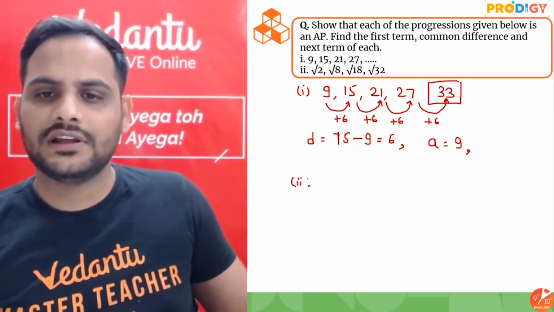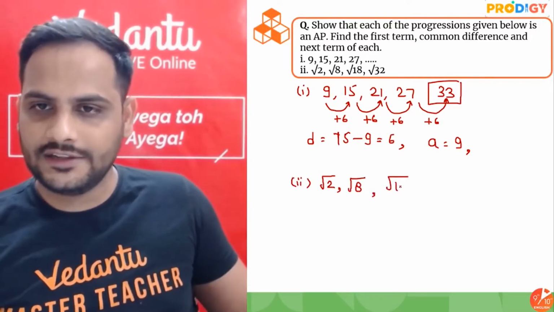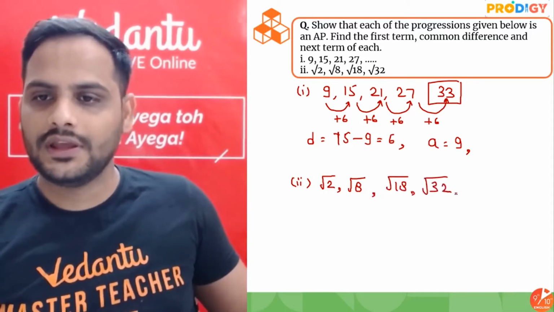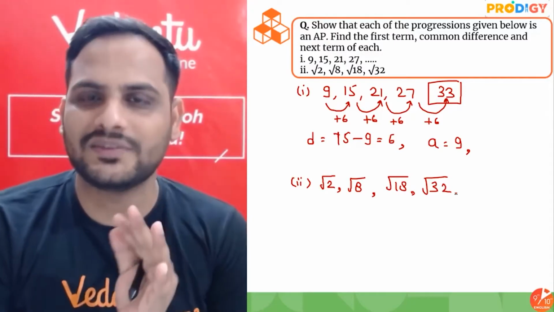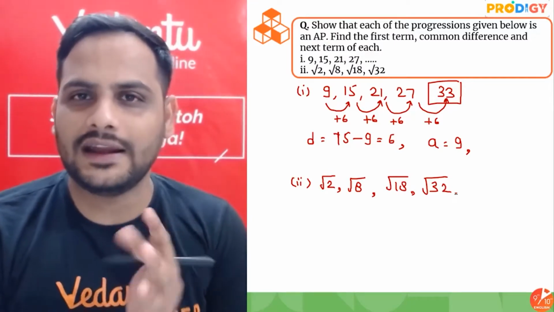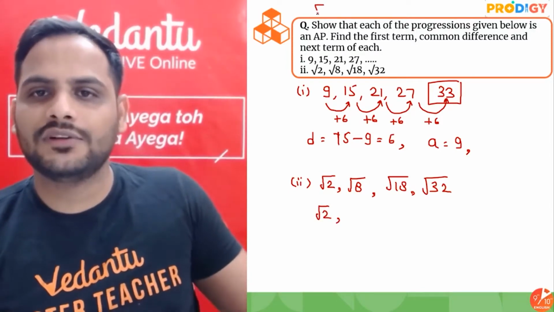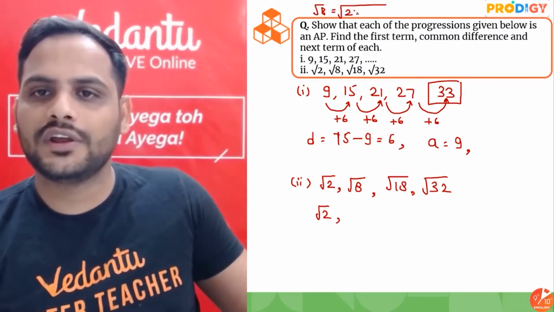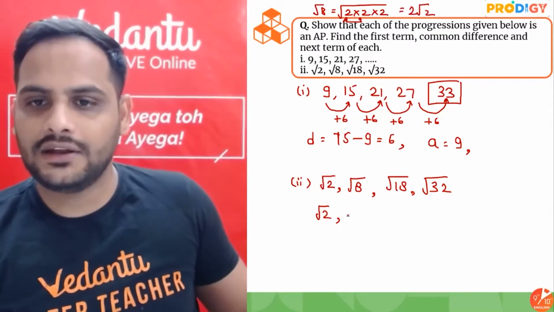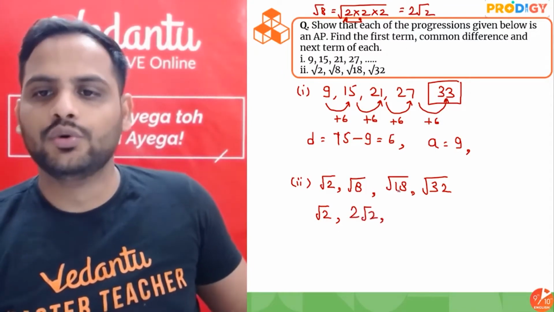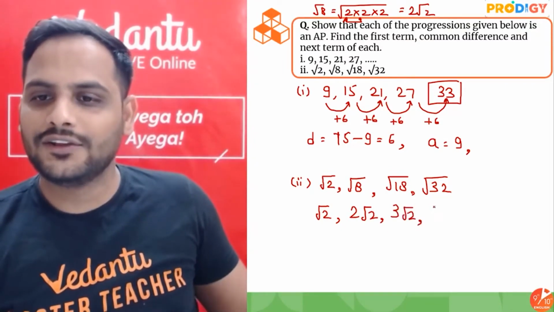Right? Second one: root 2, root 8, root 18, root 32. Now you might be thinking, sir, root 8, root 18, it's not going correctly. But beta, please remember, you cannot directly do root 8 minus root 2. We need to simplify it. Root 8 is nothing but 2 into 2 into 2, so a 2 will be taken out, and it will be 2 root 2. Root 18 will be 2 into 3 into 3, so 3 will come outside, and it is 3 root 2. Then it is 4 root 2.